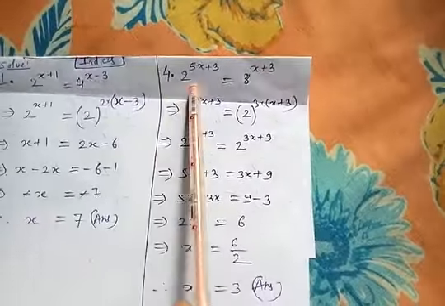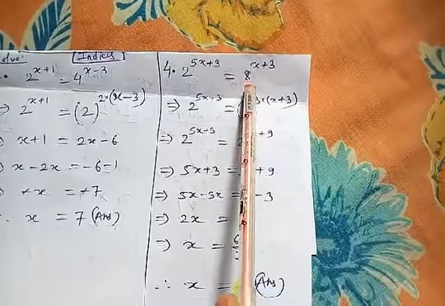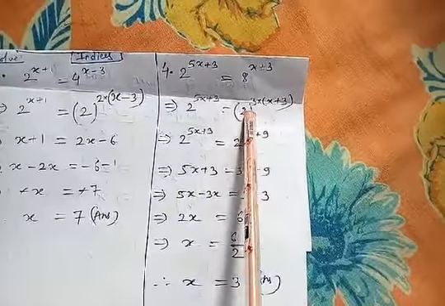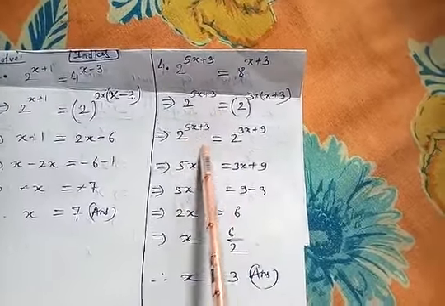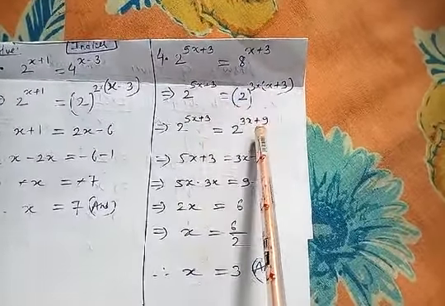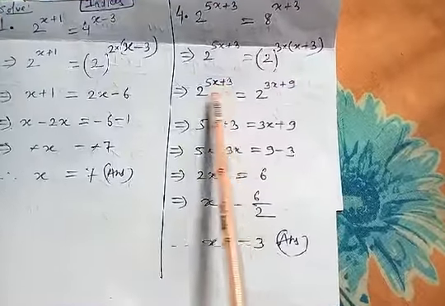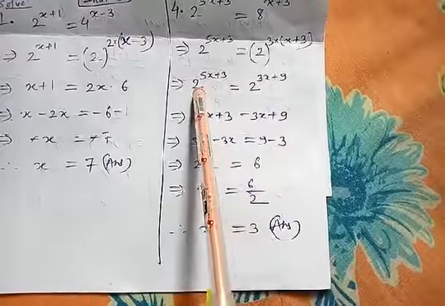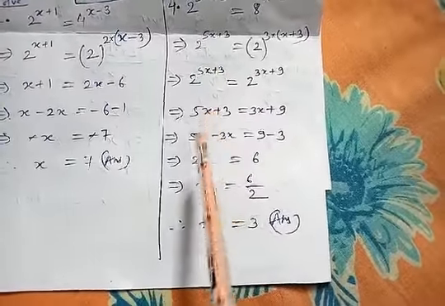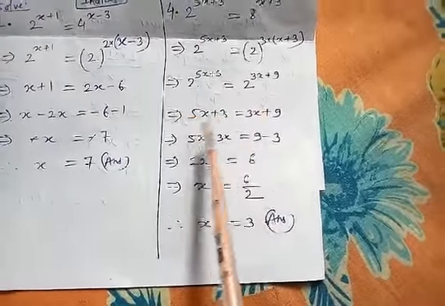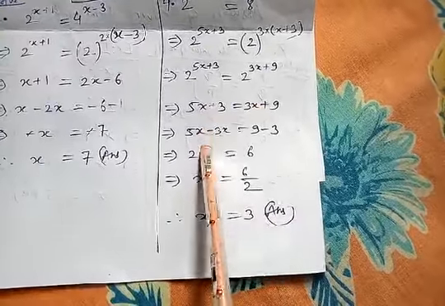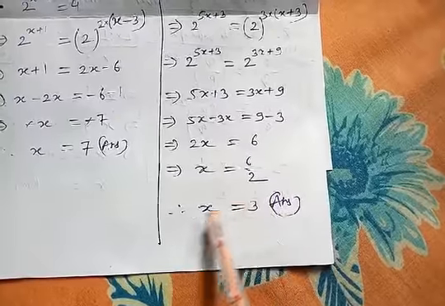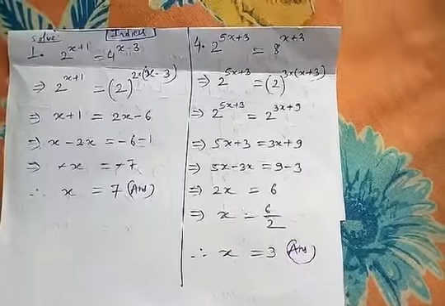Same thing here children, base is 2 and 8 also can become base of 2, that is 2 cube. 8 is 2 cube. So I wrote 2 cube, and the same thing I wrote here, and here 3 into x, 3x, 3 3 is 9. Now both the base became equal, so power will be equal. Base will vanish and power will be equal. Next, x will come one side, 5x minus 3x, and this minus 3 goes that side. 2x equal to 6, x equal to 6 by 2, x equal to 3.